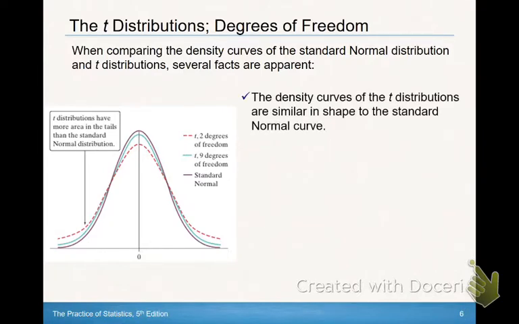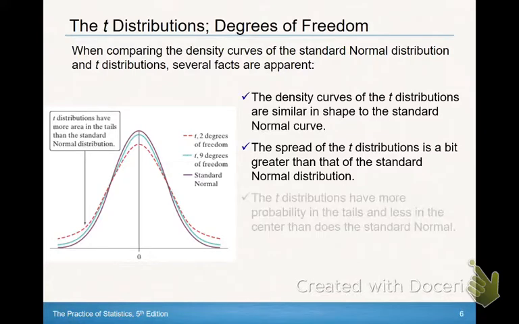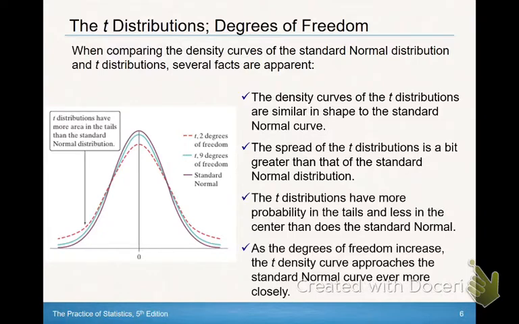T-distributions have more area in the tails than the standard normal distribution. They're similar in shape to the normal curve. The spread of the t-distribution is a bit greater than it is for the standard normal distribution, and they have more probability in the tails and less in the center than the standard normal curve. But you can tell they're very similar. As the degrees of freedom increase, the t-density curve approaches the standard normal curve ever more closely.